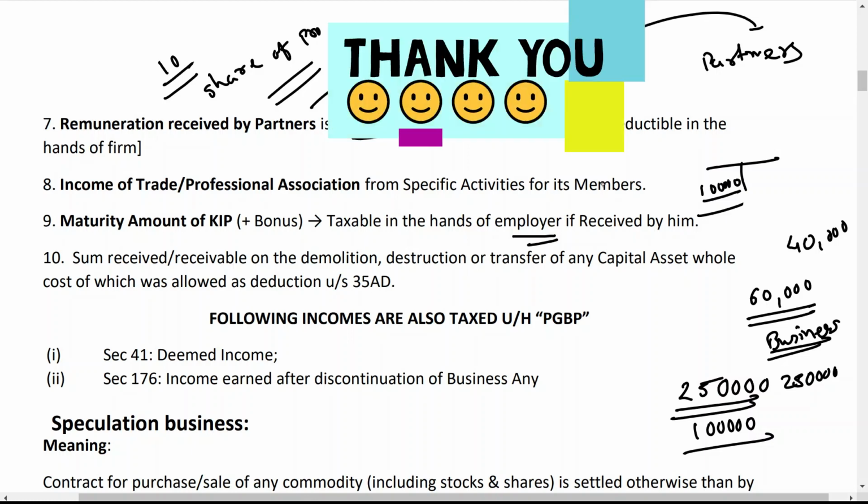Now, the following incomes are also taxed under the head PGBP. Like deemed income is also taxable. Income earned after the discontinuation of business is also taxable.